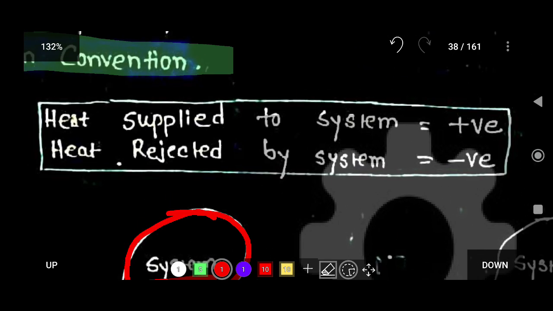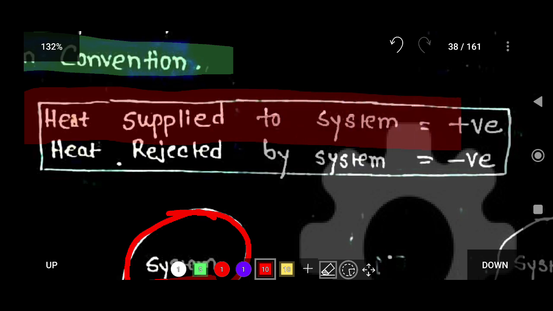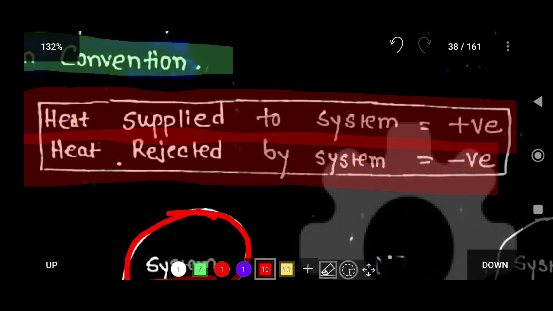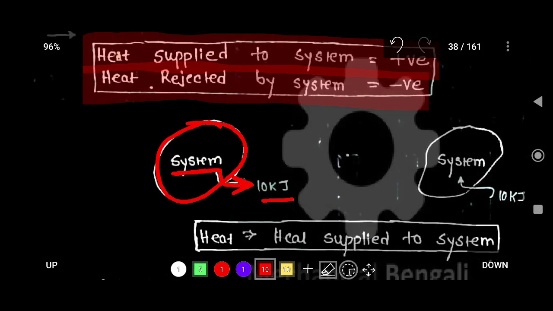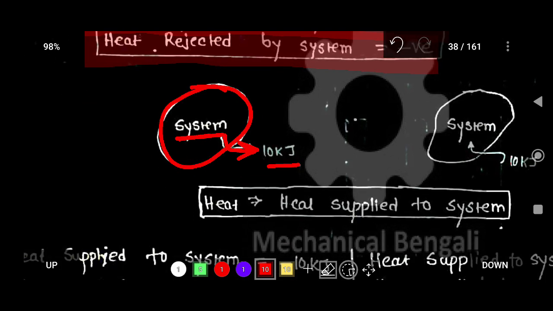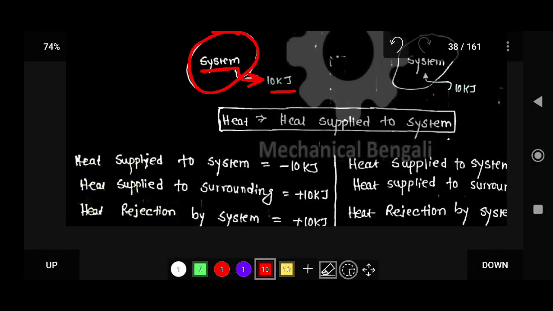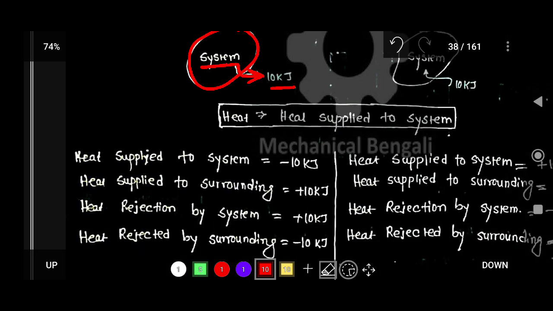Remember this. Heat supplied to the system is always positive, and heat rejected by the system is negative. So here heat is rejected from this system, so this will be negative.